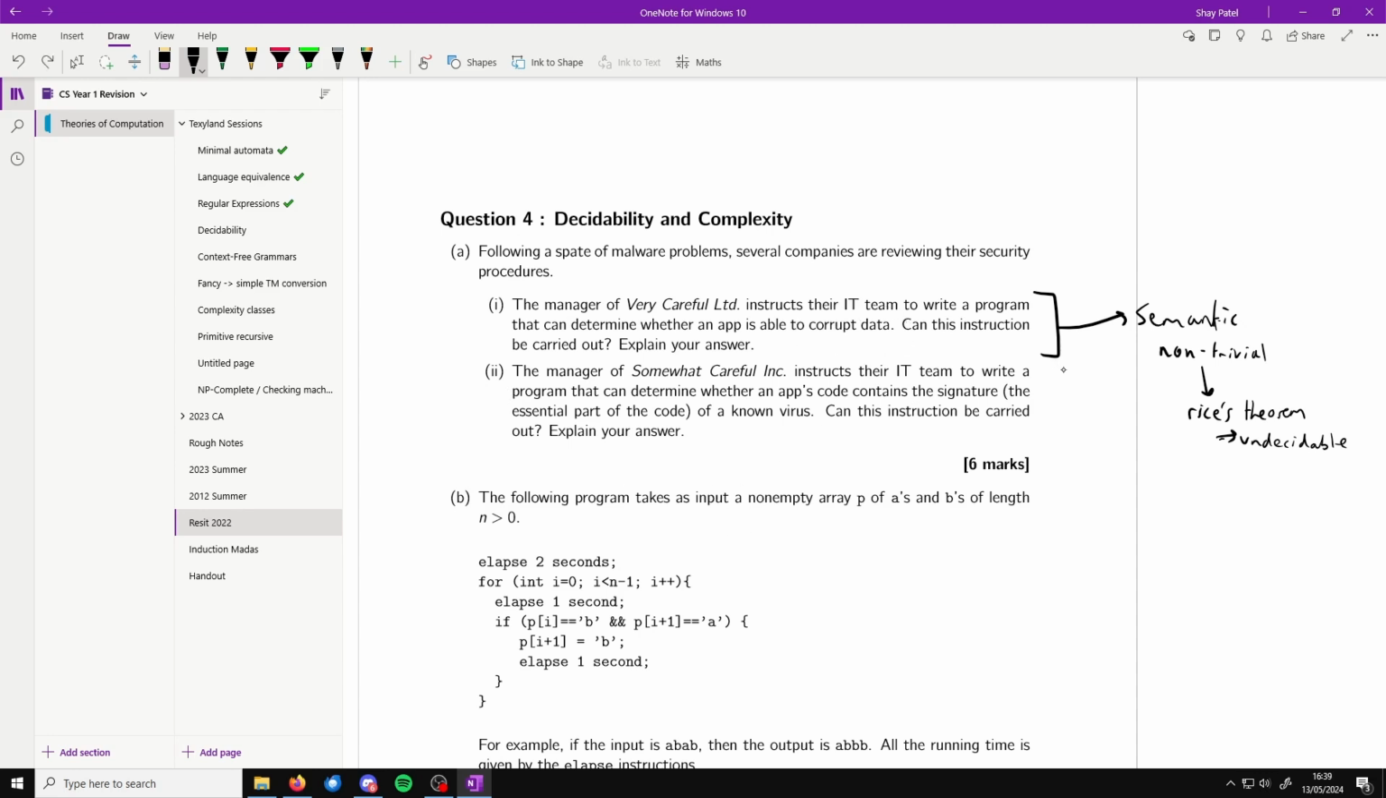Okay, and then you'd explain this in terms of the context. So can this instruction be carried out? No, it can't. They won't be able to determine whether the app is able to corrupt data or not because it's a semantic property. And by Rice's theorem, any semantic non-trivial property is undecidable.